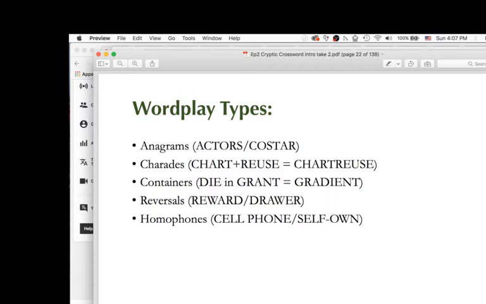One other major phonetic operation that is sometimes used that I did not include in here is the spoonerism, which is mostly used for multiple word phrases, like swapping letters and lopping sweaters.